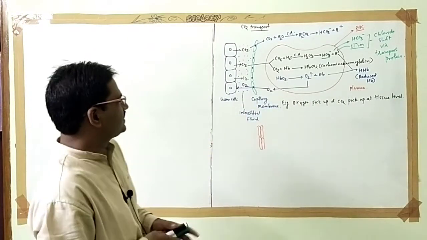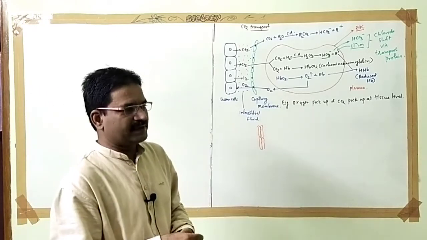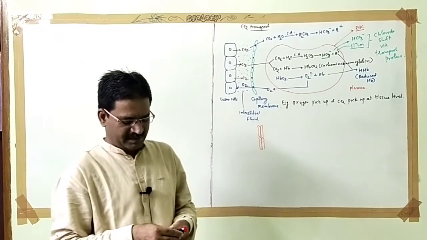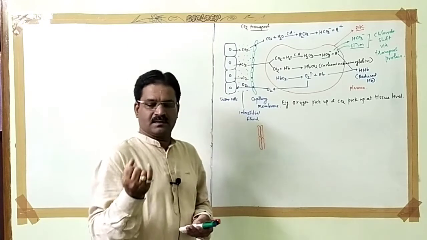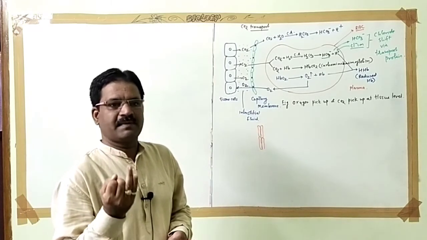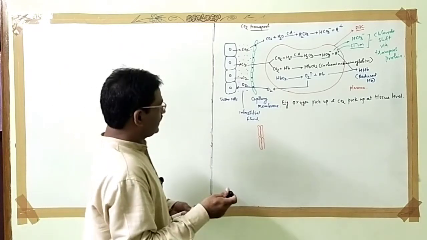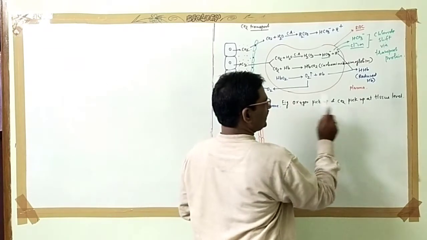Last time we have seen the CO2 transport, carbon dioxide transport, and this carbon dioxide is transported by means of three ways: with the help of plasma, with the help of bicarbonate ion, and with the help of RBCs. Okay. Now see this diagram. This is oxygen pickup and CO2 pickup at tissue level.